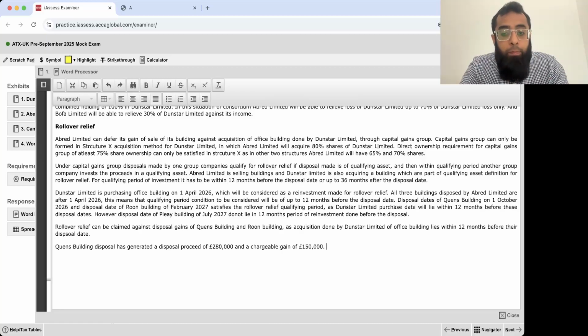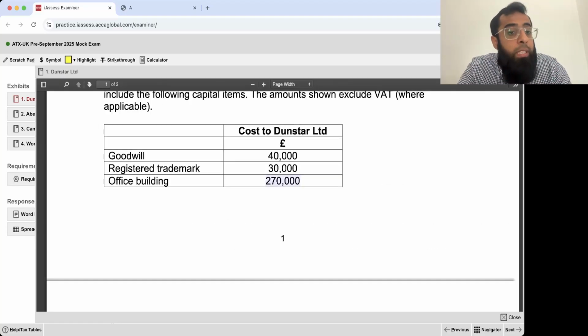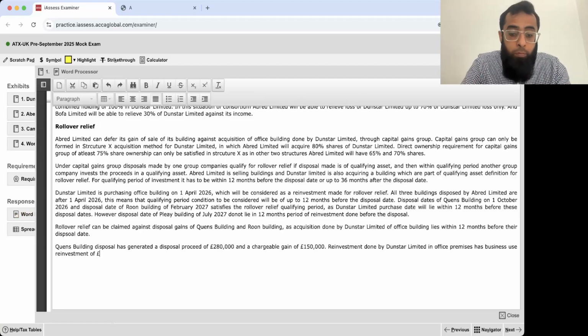Reinvestment done by Dunster Limited in office premises as business use reinvestment of how much? He has reinvested 270,000, and you will take 2/3 because rollover is only on the business use portion. 270,000 multiplied by 2 divided by 3.